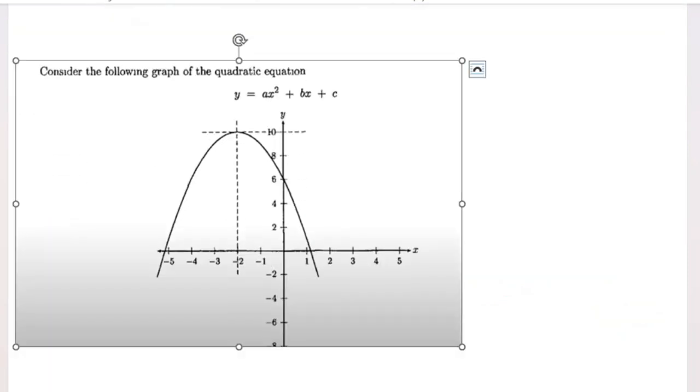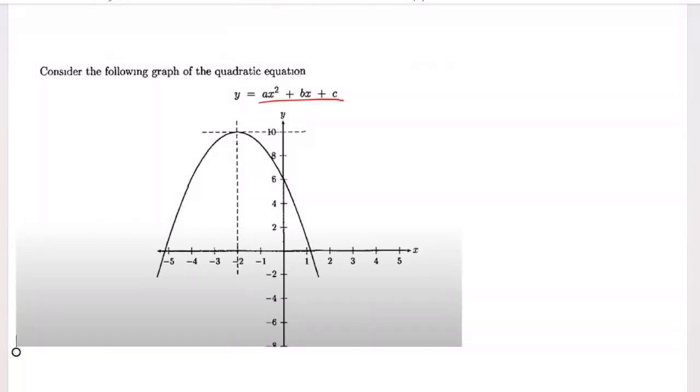In this example, you are given a quadratic. We know it's a quadratic, we are told. It is given in this form. At the same time, information is also given about the quadratic. Let's analyze the given information. It's always important to analyze what is given.